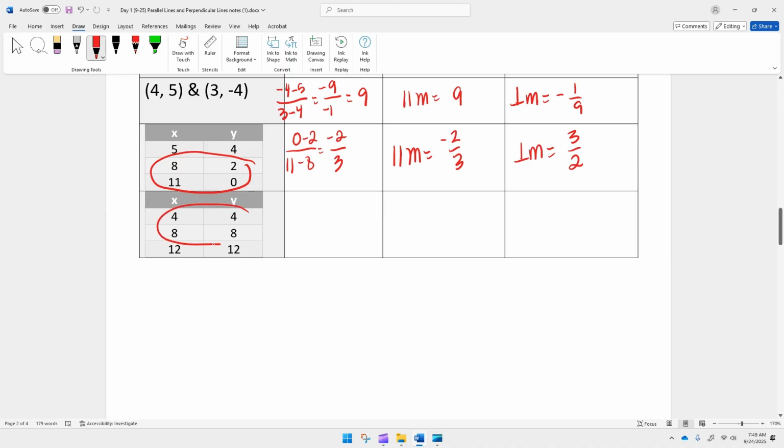I'm going to pick the first two. What is any number divided by itself? 1. Yeah, you can just write. So 8 minus 4 is what? 4. 4 divided by 4 is 1. So the parallel slope is going to be 1. Perpendicular slope is going to be negative 1.